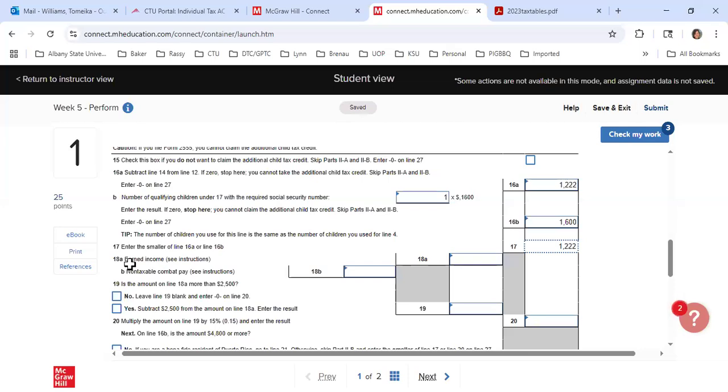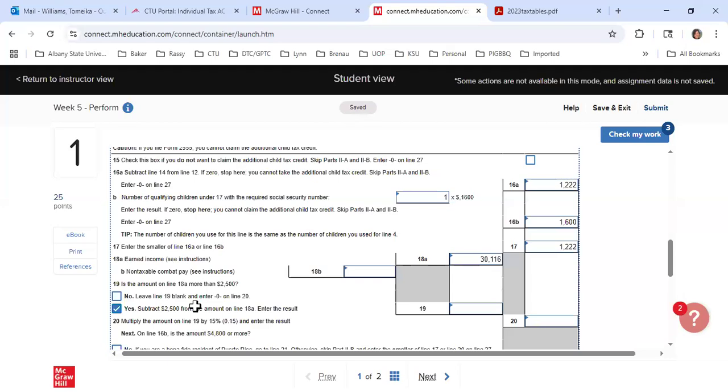Line 18A says the earned income, which is essentially the taxable income. I'm sorry, the AGI, 30,116 should be in box 18A. And box 19 says, is the amount on 18A more than 2,500? We're going to select yes. And it says to subtract 2,500 from the amount on line 18A.